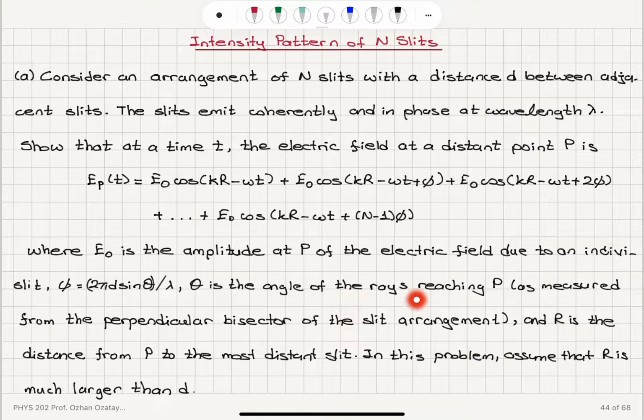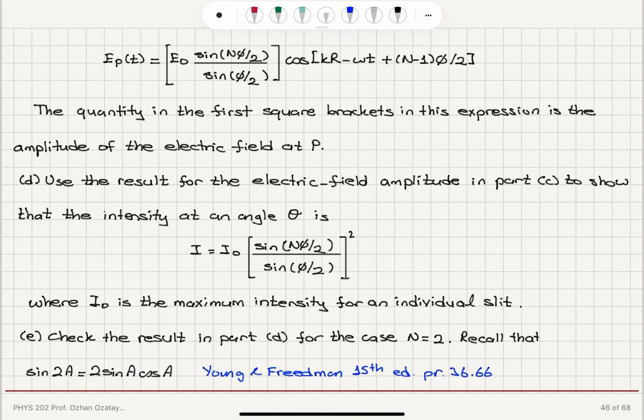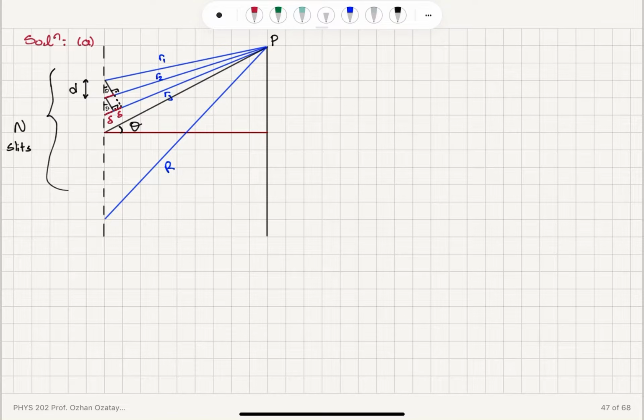Theta is the angle of the rays reaching P as measured from the perpendicular bisector of the slit arrangement. Capital R is the distance from P to the most distant slit. In this problem, assume that capital R is much larger than d. Okay, so we will only work on part A of this problem to start with.